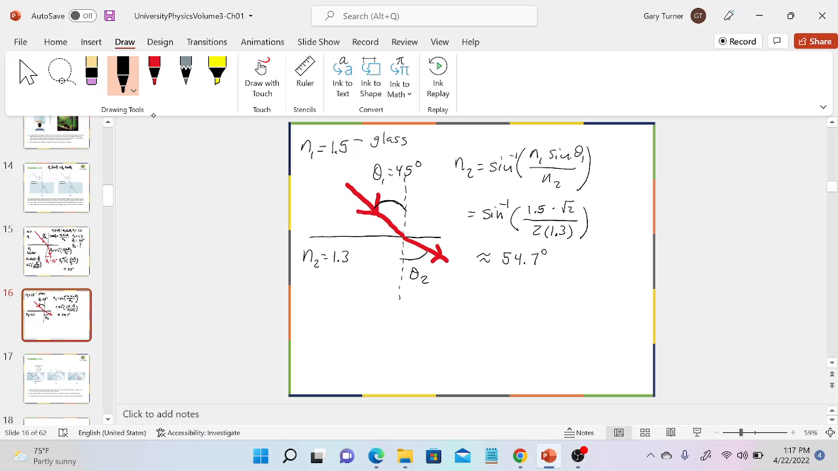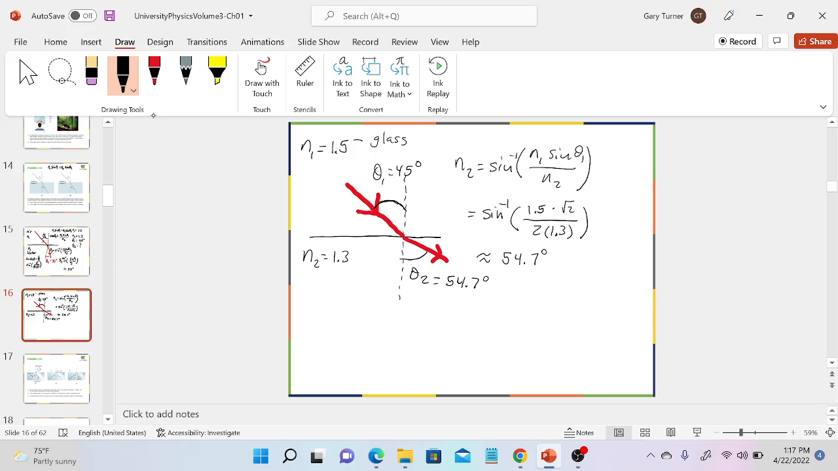Okay. So the moral of the story here is that when you go from a more dense medium to a less dense medium, you're going to bend away from the normal. When you go from a less dense medium to a more dense medium, you're going to bend toward the normal. Okay. So there's an interesting consequence here.